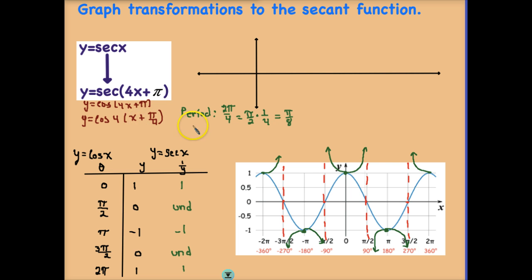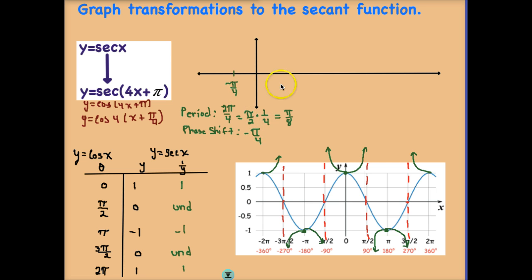The other thing we have is a phase shift, in other words, a horizontal shift. Since this is x plus pi over 4, if we set it equal to 0 and solve for x, we actually get a phase shift of negative pi over 4. So we know that our first point here will be at negative pi over 4.